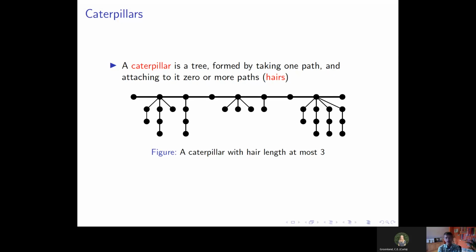A caterpillar is a special type of tree where we take one path and then attach to that path a number of other paths. These other paths I call hairs. And you can see an example here. We have a caterpillar where the hairs have length at most 3. Another way of stating that is that you have a tree where all the vertices with degree more than 2 are on one path in the tree.